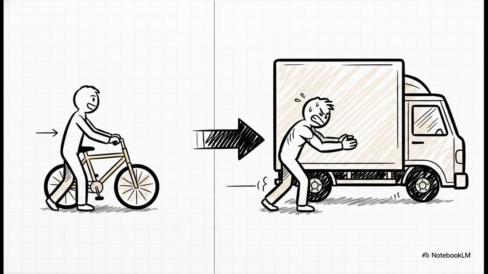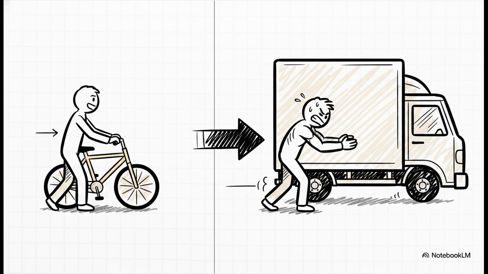So if things naturally resist changing their motion, what does it take to actually make them change? Well, that's where the second law comes in. It's the famous one, force equals mass times acceleration, or F equals ma. And what that really means in plain English is that the heavier something is, or the more you want to speed it up, the more force you're going to have to use.